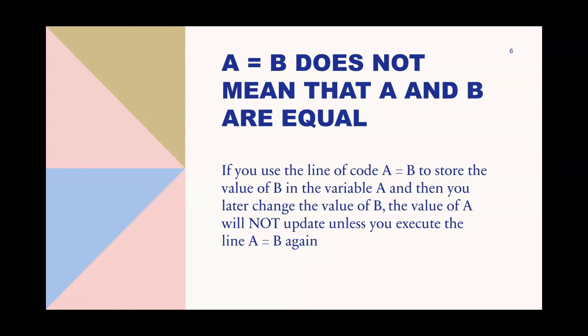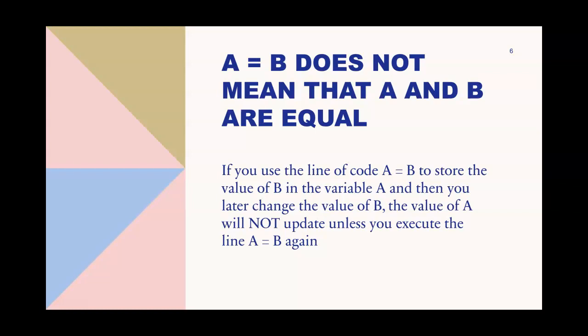Lastly, A equals B does not mean that A and B are equal. For example, and we're going to work through an example like this in MATLAB right after this. So if you use the line of code A equals B to store the value of B in the variable A, and then you later change the value of B, the value of A will not update unless you re-execute that A equals B again.